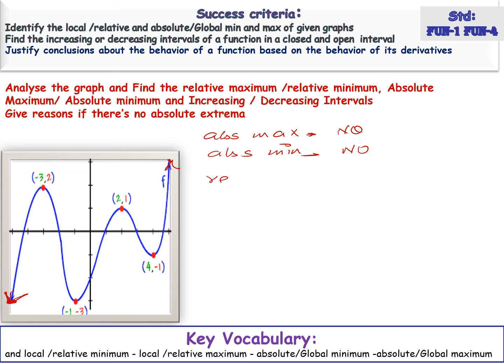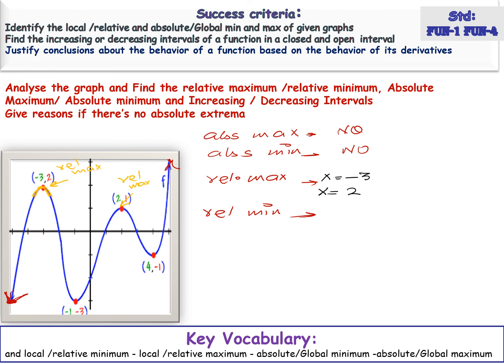Now let's try to find out the relative maximum and relative minimum. Relative maximum and minimum are actually the turning points. So let's find out where the turning points are. Here is the turning point. So this is said to be relative maximum. Here is the turning point. So this is also relative maximum. So either write the coordinates depending on the question, or just write the x value. So here x equals -3 you have the relative maximum, and similarly x equals 2 you have the relative maximum.